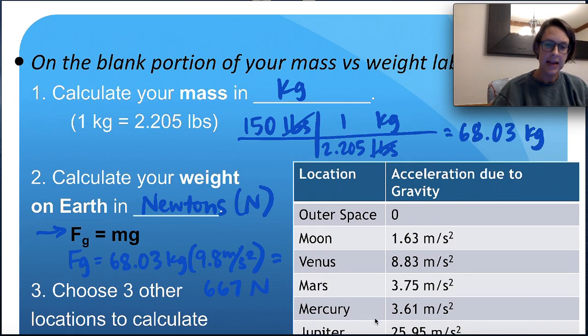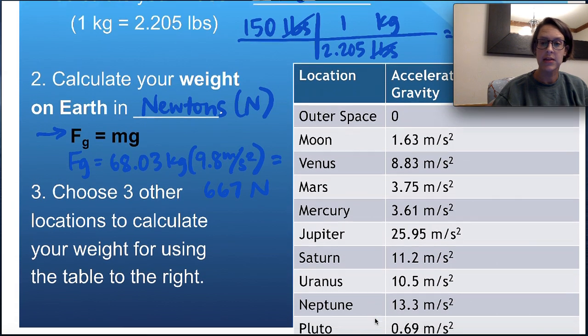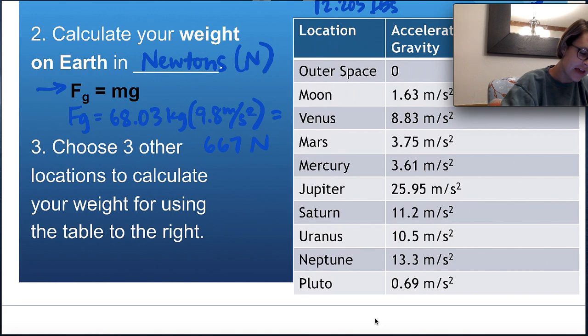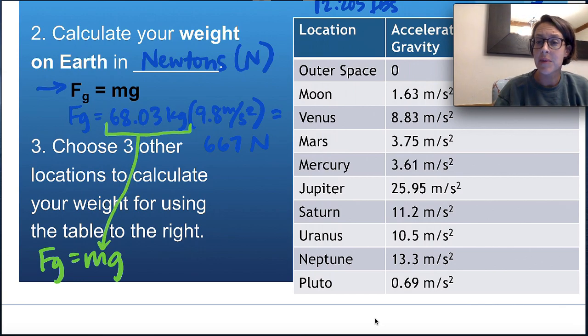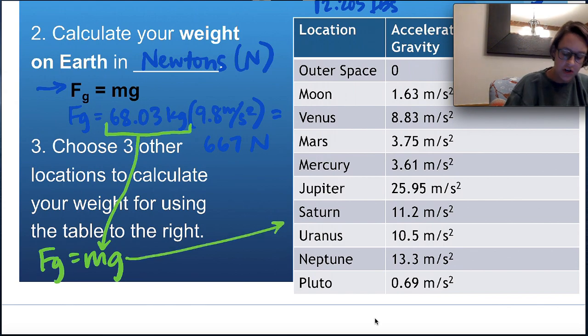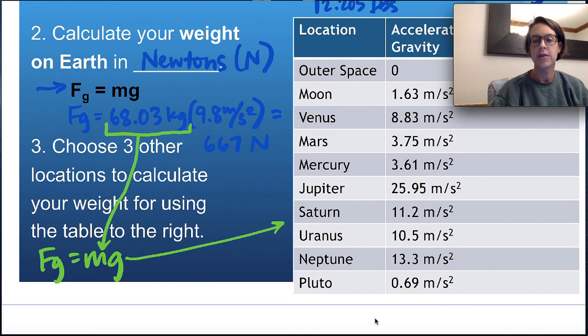Okay. Last step is to calculate your mass or your weight in 3 other locations. So in every case, you're still using the Fg equals m times g formula. The mass will always be what you calculated in step 1 because remember, the mass is the atoms that make you up, and that doesn't change based on location. Okay? The g will come from this chart over here. So people have calculated or measured the g, the acceleration due to gravity on these other planets, and so you can use that to solve for your weight.